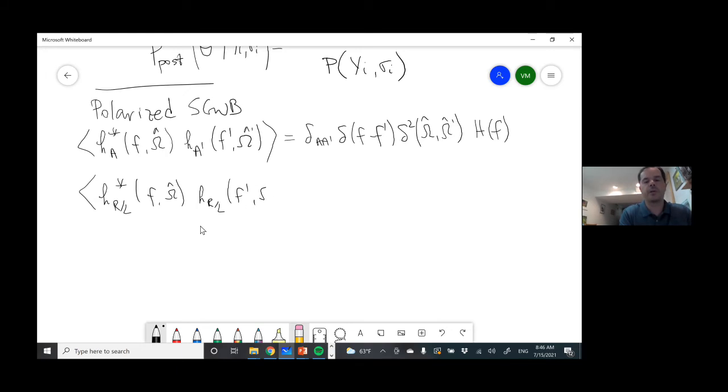So f prime and omega prime. Okay, so now we will still have the delta function in frequency and the delta function in omega, and we'll divide it by 4 pi in this case. But then instead of h, we will write the result in this particular way. So bear with me for a moment.